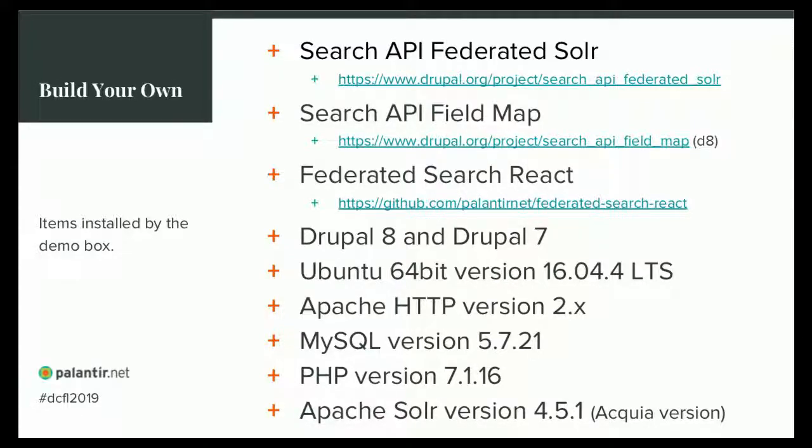So this is the actual application. When you download the test box or build your own, you'll build it with these pieces. Again, Drupal 7 and Drupal 8, we're using an Ubuntu release, Apache 2, MySQL 5.7, PHP 7.1, and I'll point this out, we actually test against Apache Solr 4.5.1 because that's what Acquia supports. What's that, end of life five plus years ago? I don't know, but as far as I know, that's what's supported.